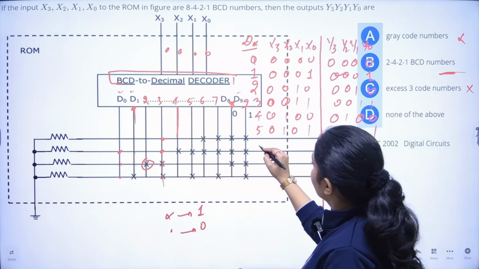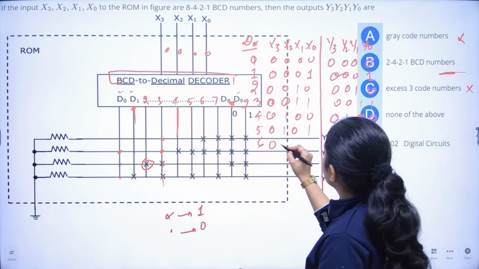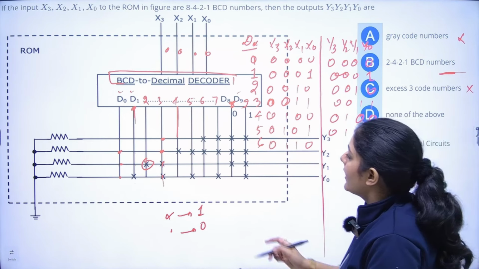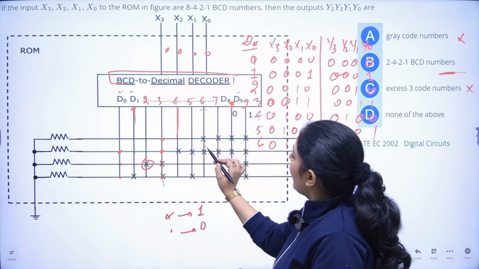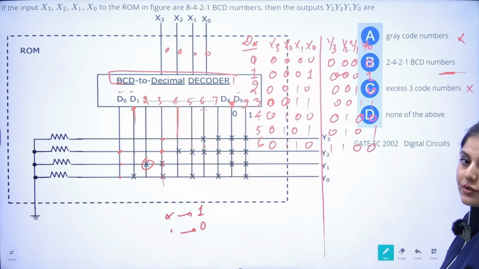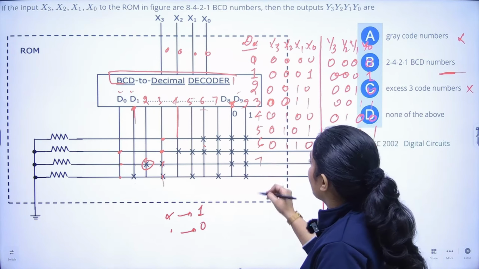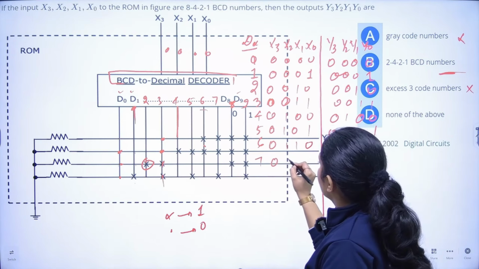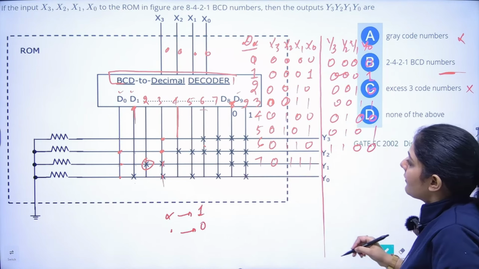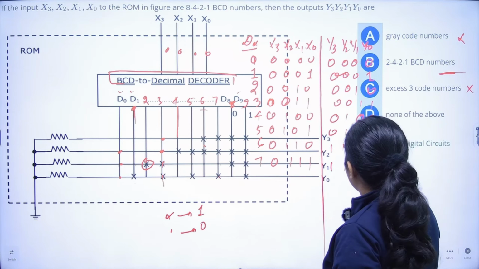Now 6. 6 for this BCD number is 0, 1, 1, 0. So this is your 6. Now here 6 is 1, 1, 0, 0. Now there is some change. We will see how this change is going to affect the answer. Now at 7. So 7 is 0, 1, 1, 1. And here output 7 is 1, 1, 0, 1.